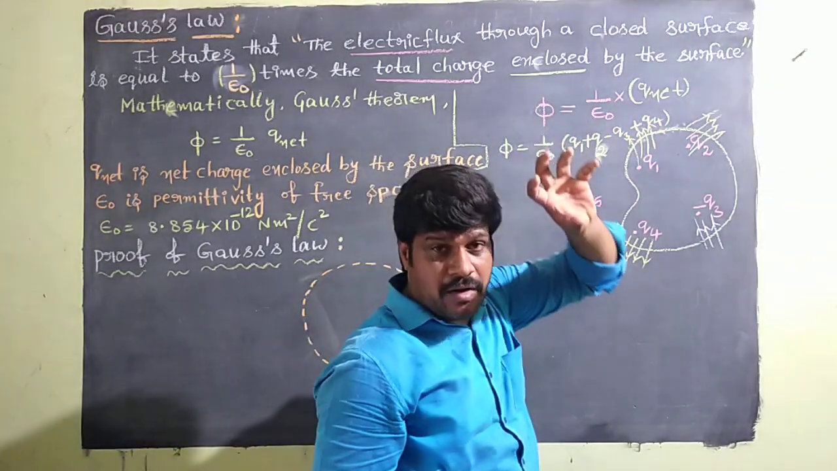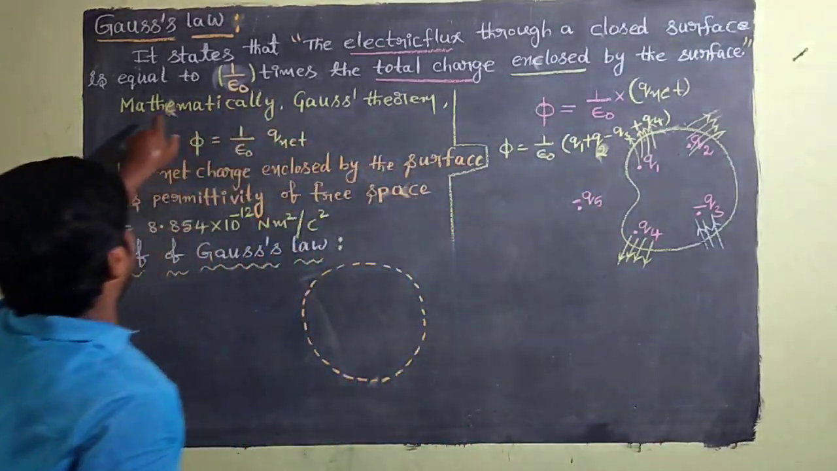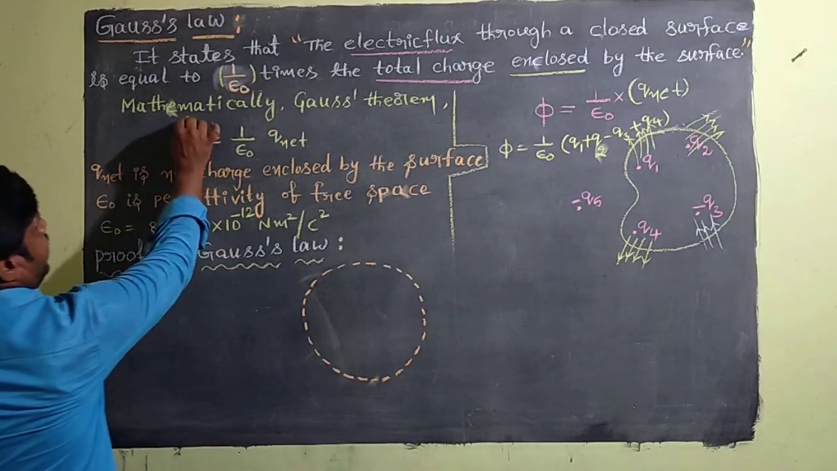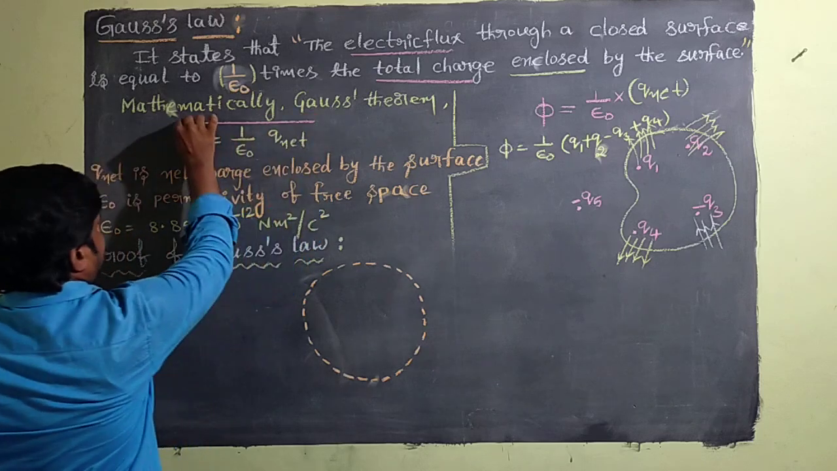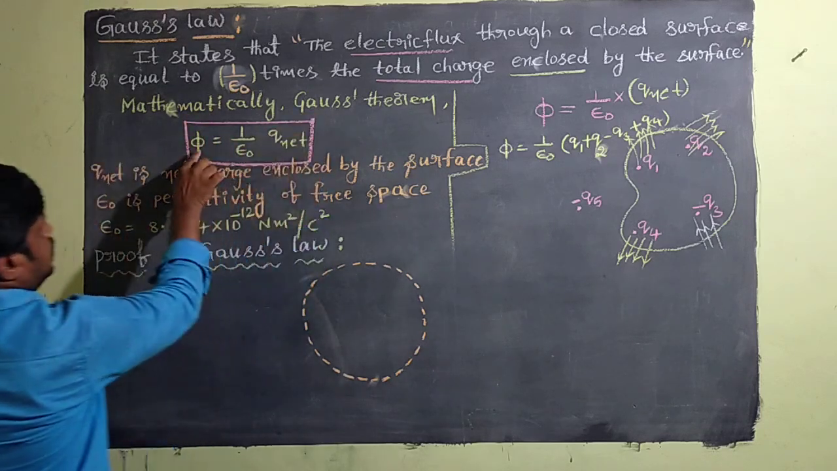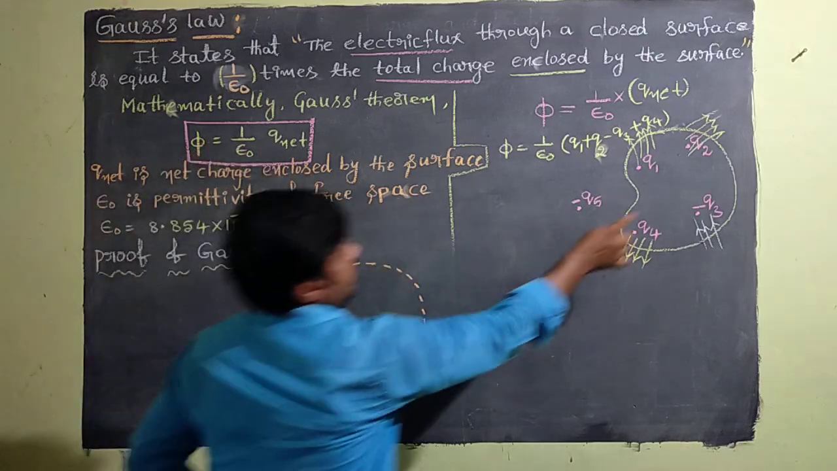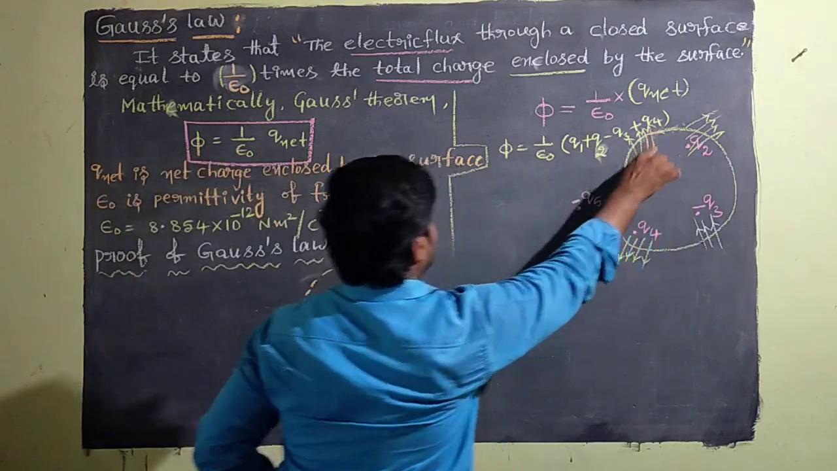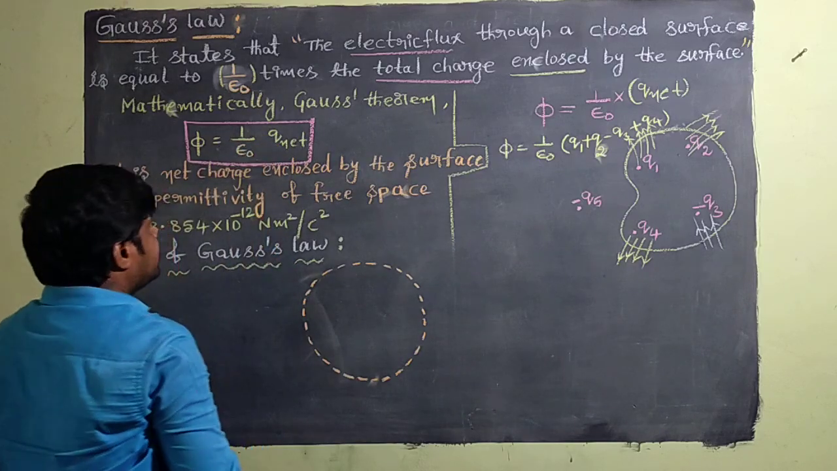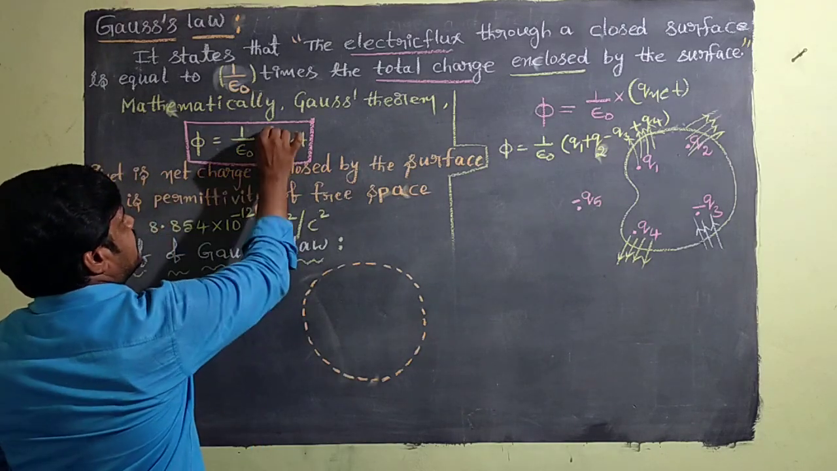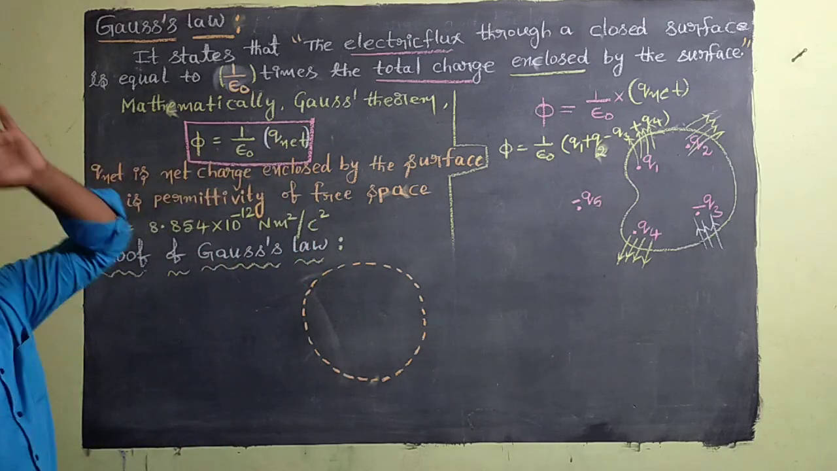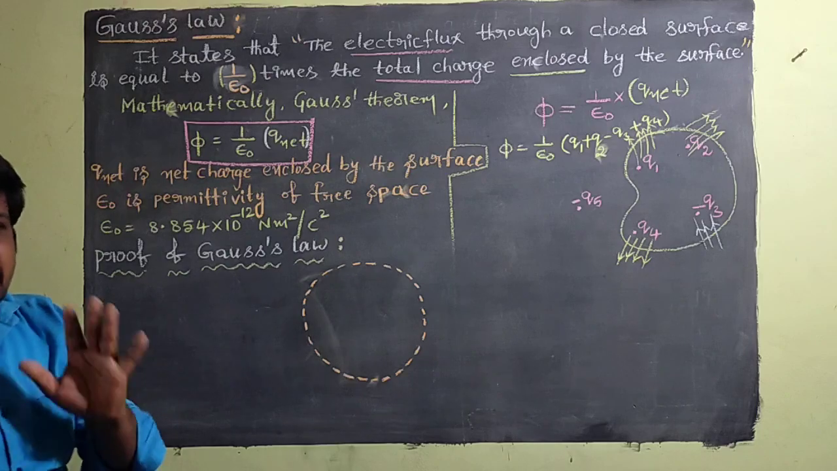According to the Gauss law, mathematically, Gauss theorem we can write in such a manner. Just observe here: the total electric flux through the closed surface is equal to 1 by epsilon naught times the net charge enclosed by the surface. This is the mathematical expression of the Gauss law.